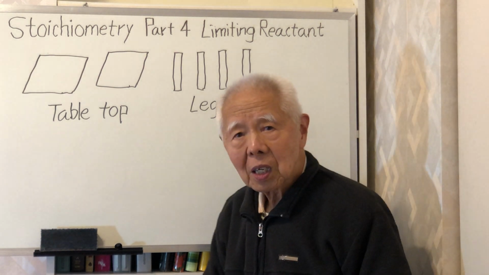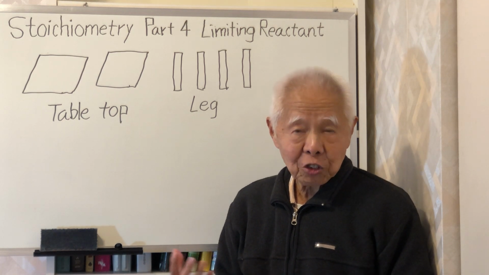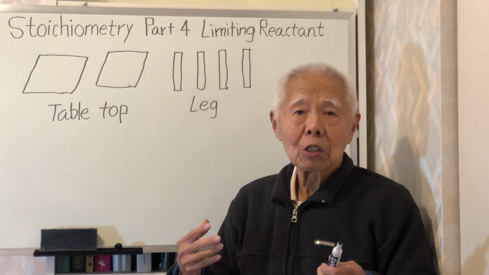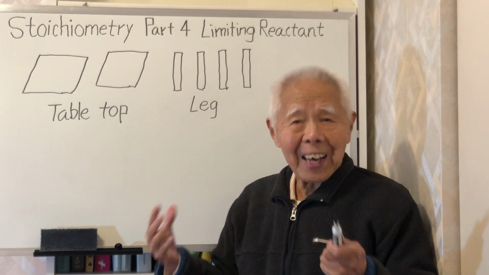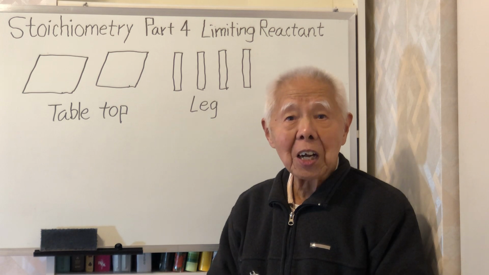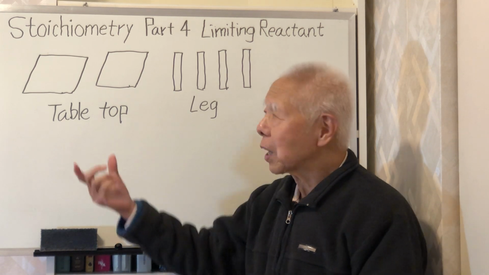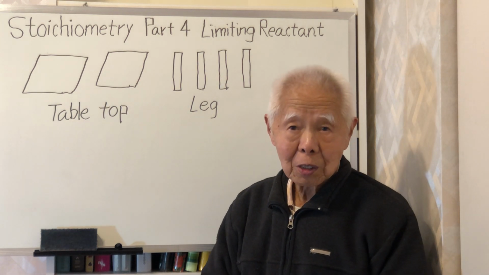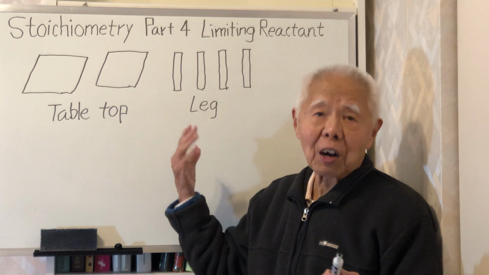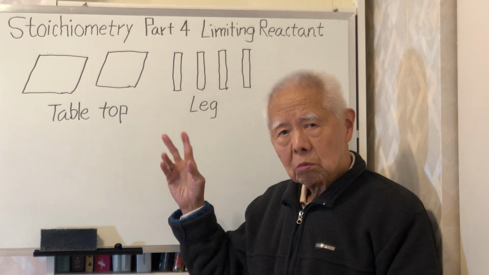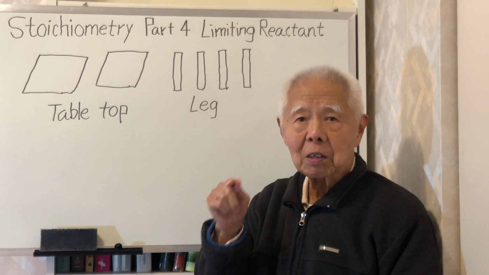So I do not have enough legs to make 2 tables. So the number of legs is a limiting factor that I cannot make 2 tables. I have not enough legs. So legs is my limiting factor.